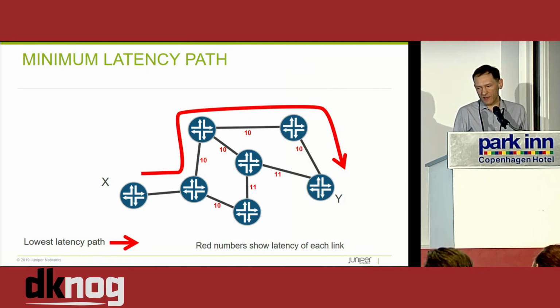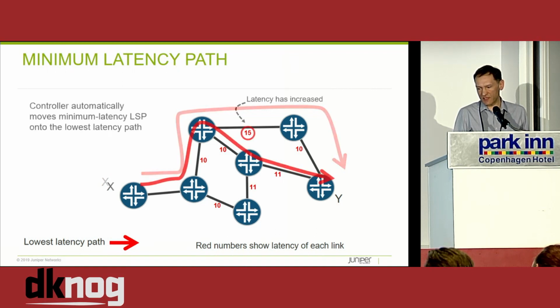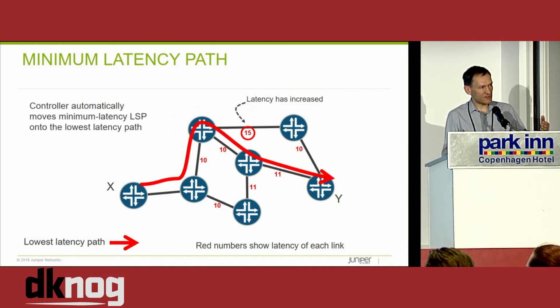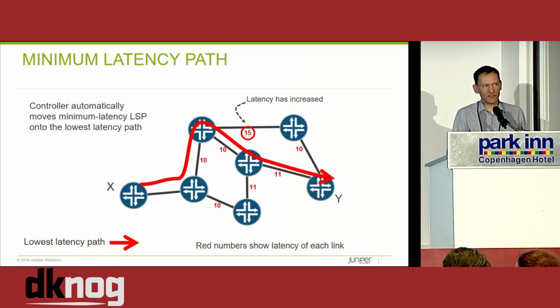So the controller, if it sees that the latency's changed, a classic case is if you have a fiber cut and in the transmission layer there's protection kicking in, might be a transatlantic link where the latency goes up by several milliseconds. The controller realizes that the latency's gone up, and so it automatically reroutes all the low latency LSPs that had been passing through that link. As you can see, the red LSP has been moved by the controller in a make-before-break manner, so the traffic's unaffected during that move of the LSP.